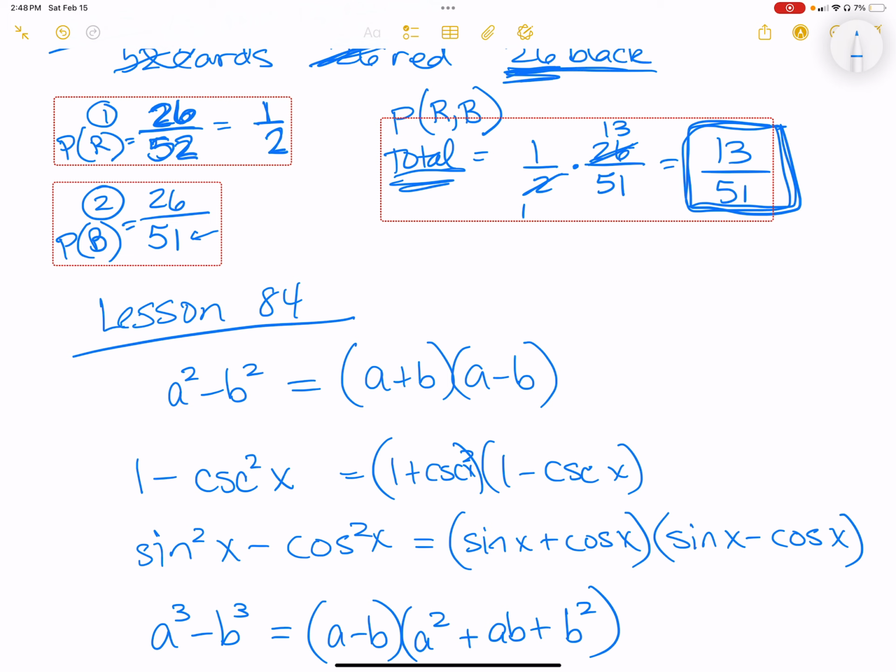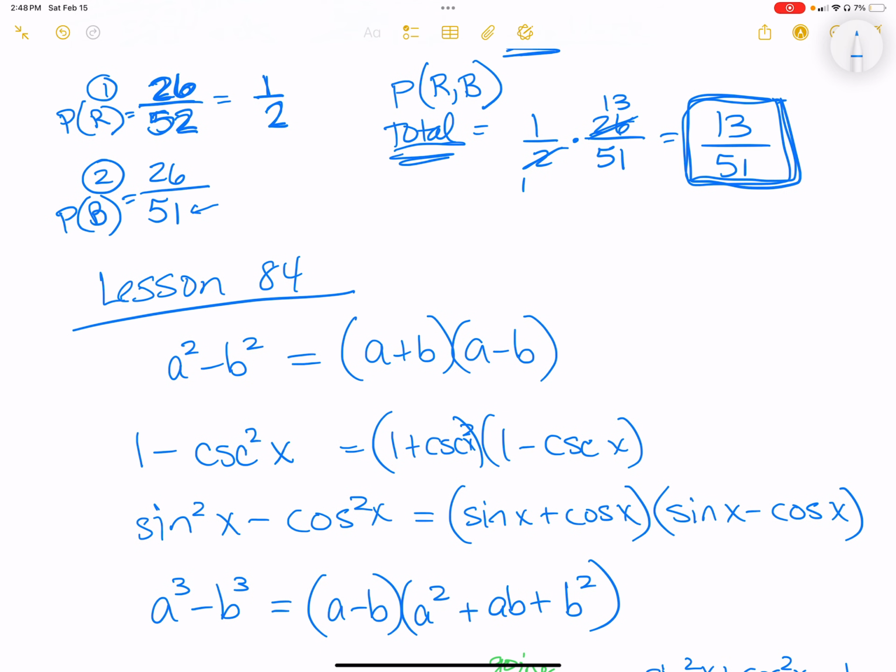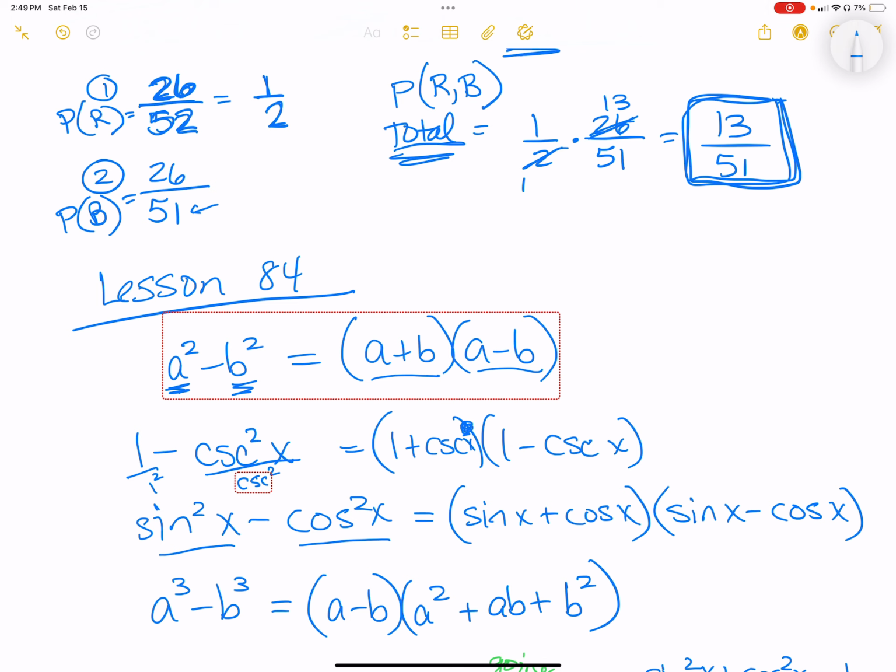And so we remember some of our basic factoring things. Difference of 2 squares. If I have something squared minus something squared, the factored form of that is this. So if I'm looking at 1 minus cosecant squared, this is the difference of 2 squares. This is 1 squared, this is cosecant squared. So 1 plus cosecant, that's not squared, 1 plus cosecant x, 1 minus cosecant x is how that breaks down. Same thing here. Sine squared minus cosine squared is sine x plus cosine x, sine x minus cosine x.